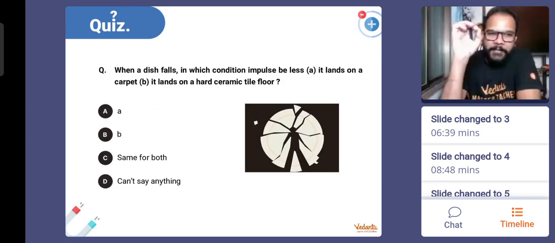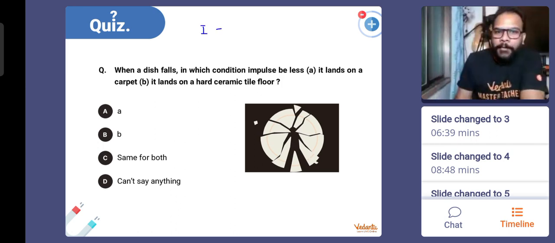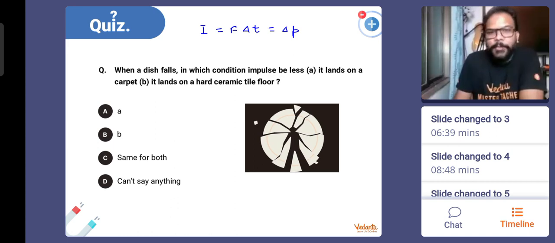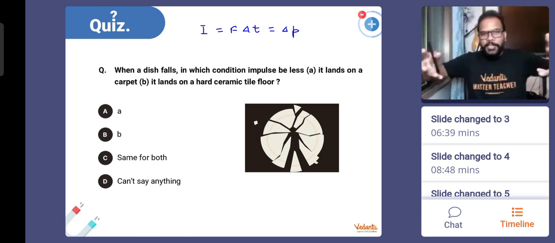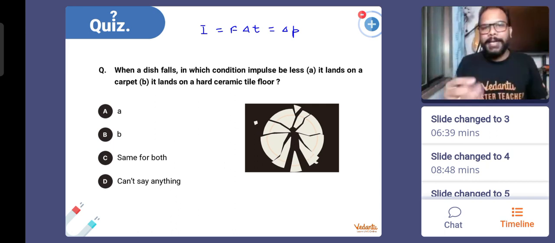I said this at least 5 times when I was explaining the slide of impulse. What is impulse? It is force into the time for which the force is acting, and it is equal to the change in momentum. So guys, can I say that when you drop the plate, when you drop the dish, its initial velocity is 0. When it is about to hit the ground, say it has achieved 20 meters per second.